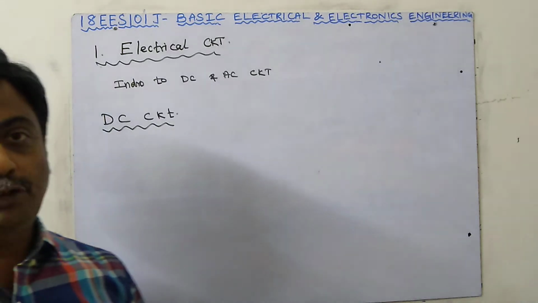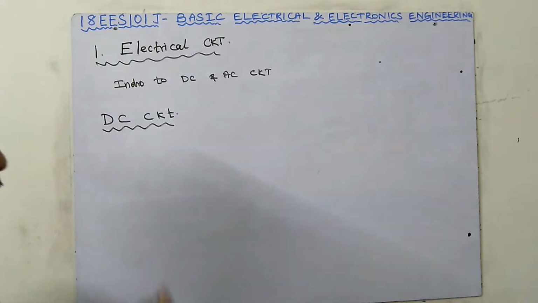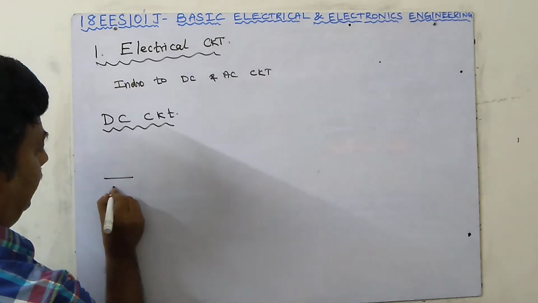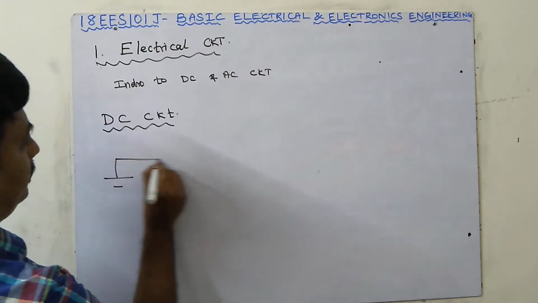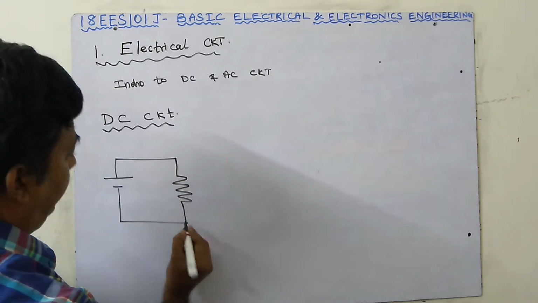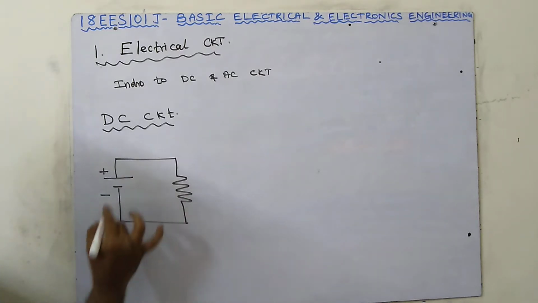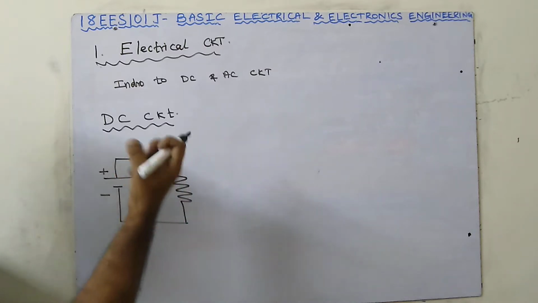There should be one battery and there should be a load. Load means which consumes the battery's energy. I will draw this. This is the battery, a simple DC circuit. The longer line denotes plus and the shorter line denotes minus, and the current will flow from plus to minus. This is the load. Load means which consumes energy.